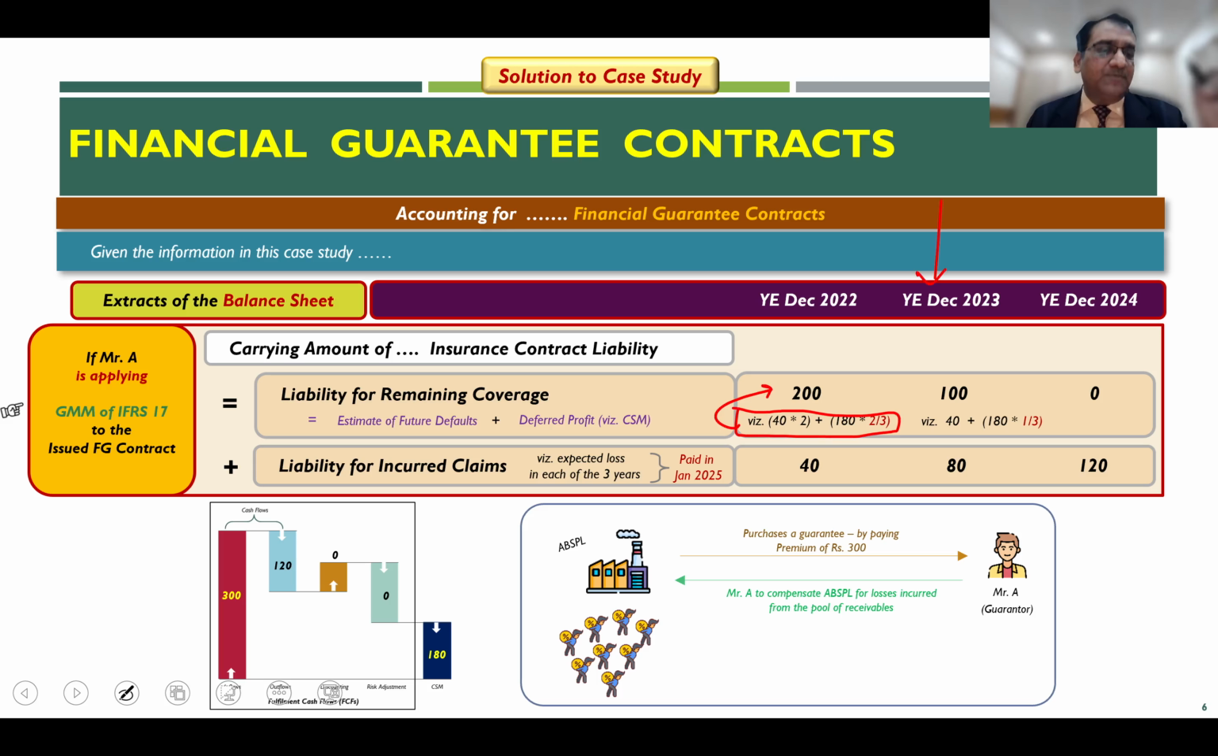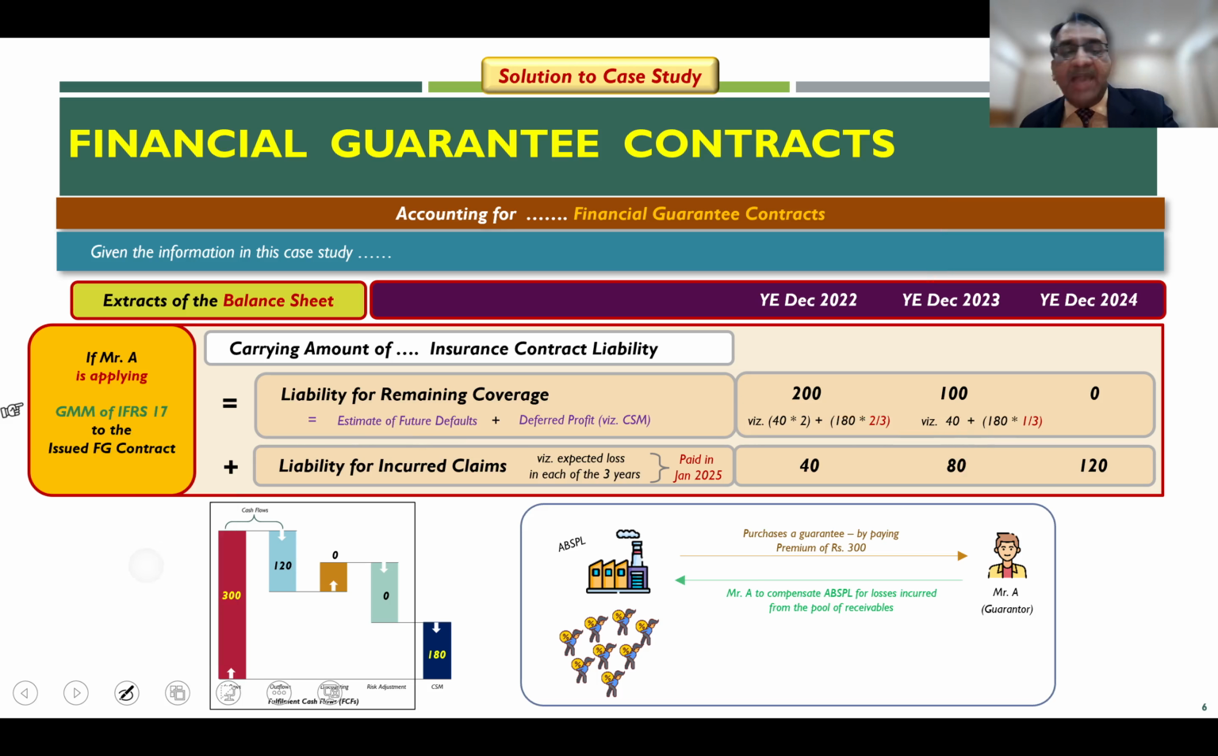Come here, number 2. Now here, what is your estimate of future liability? Now only 1 more year to go. So 40 rupees is your liability for remaining coverage. Why? Because liability for incurred claims you have already covered, 40 into 2. So 2 years are already sitting here, the 3rd year liability is sitting here. And then you will have only 1 more year to service further, and therefore you will defer only 1/3 of 180 rupees for the future period.